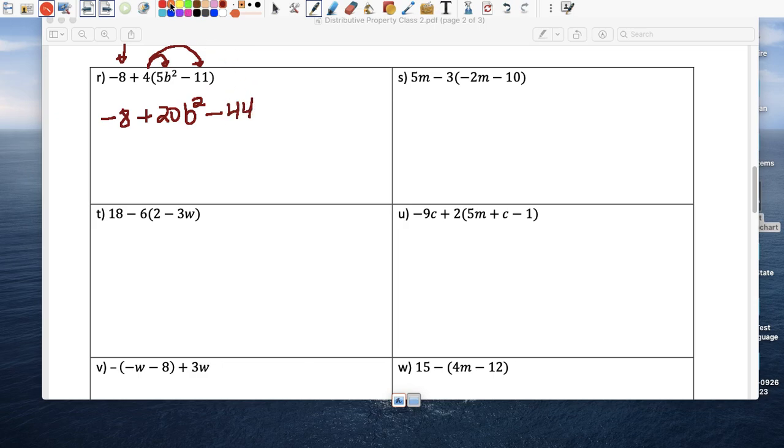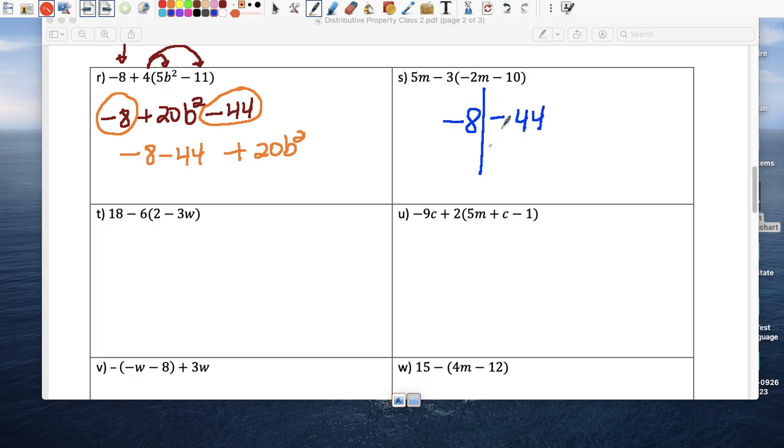Look at it, can I combine? Yes, we can. This guy here and this guy here can be combined. Let's put them side by side. And then the plus 20b squared. So let's take care of this. Negative 8 minus 44. Again, take a moment to put it to the side here if you need to. If you want to draw a line like this to break it up into 3 parts, the first one stays, subtraction becomes addition, and the opposite of 44 is negative 44.